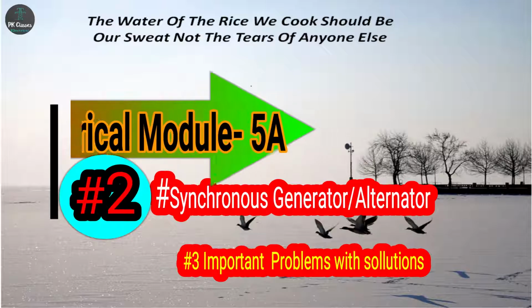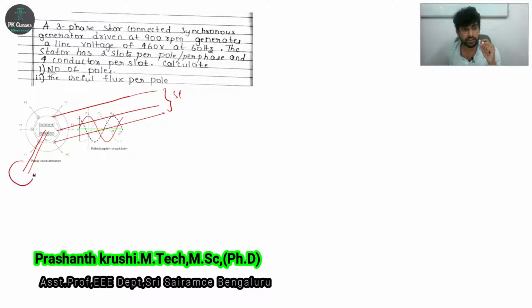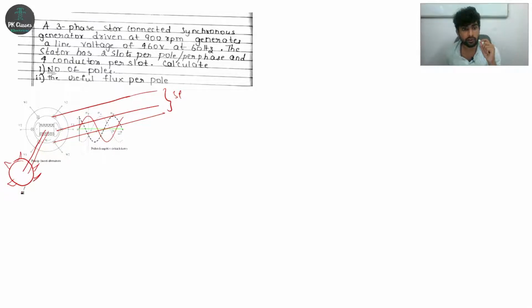Let us solve Model 5 synchronous generator or alternator problems. The problem is like this: a three-phase star connected synchronous generator. So three-phase output we are getting from the generator, right? Three-phase generator driven at 900 rpm. This rotor rotates at 900 rpm. Just to assume I connected here one turbine, right? The rotation is 900 rpm, right?